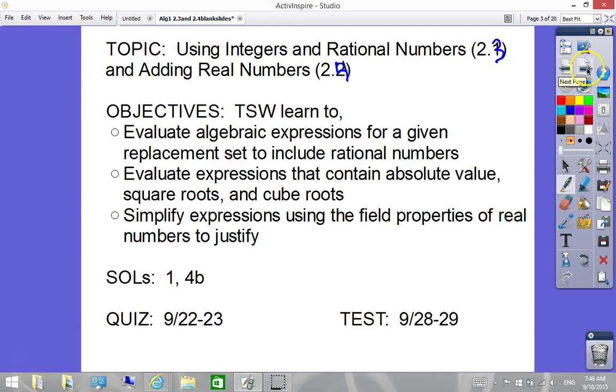So, what's that? What is the title? It's subtraction, 2.3, and multiplying, 2.4.